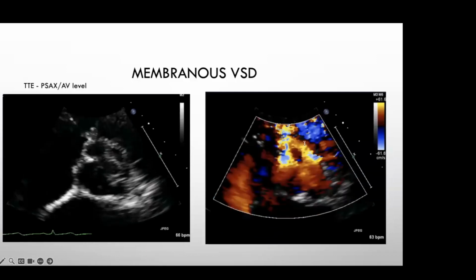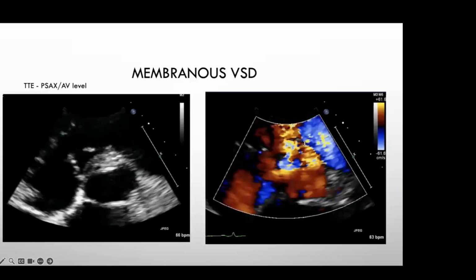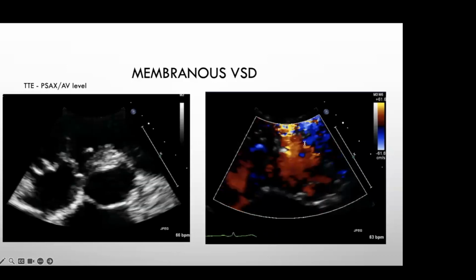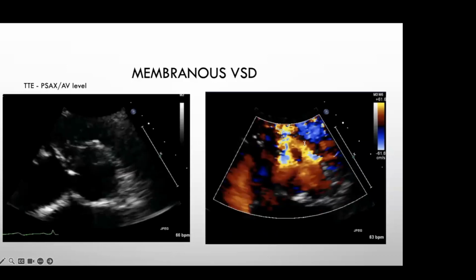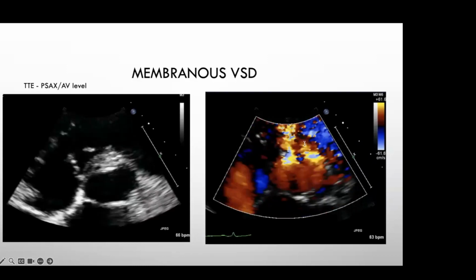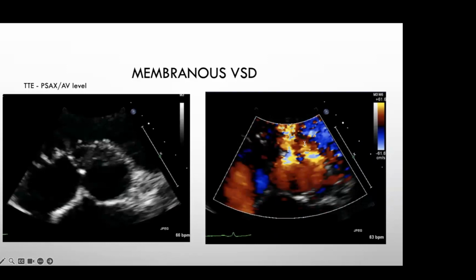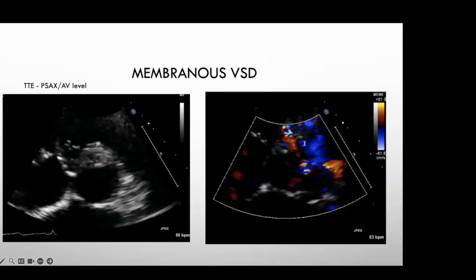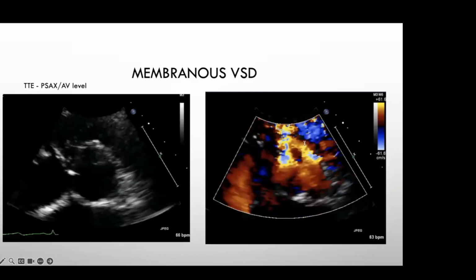So this is probably the VSD that we're most familiar with seeing. And then here on parasternal short axis, we can see the typical location of the perimembranous VSD around the sort of 10 to 12 o'clock location, located close to the aortic valve and also close to the tricuspid valve, but notably on the ventricular side of the tricuspid valve. And again, note that it looks like it's fairly high velocity flow.